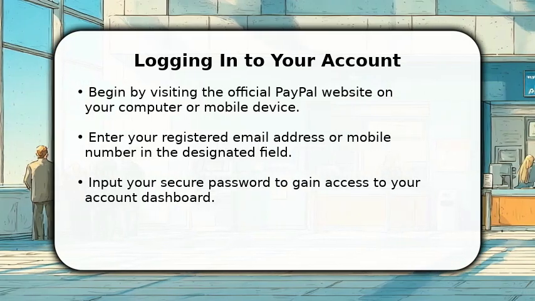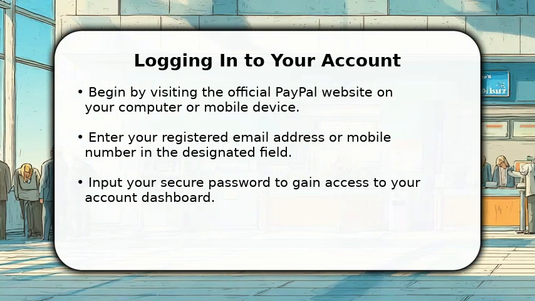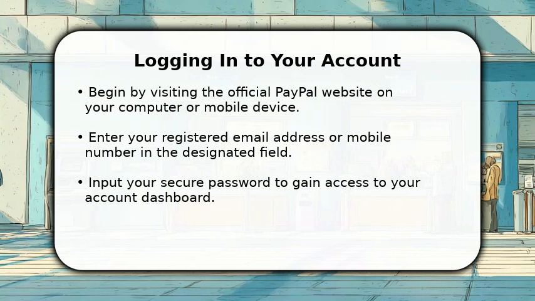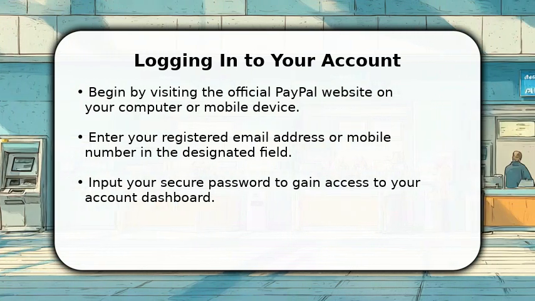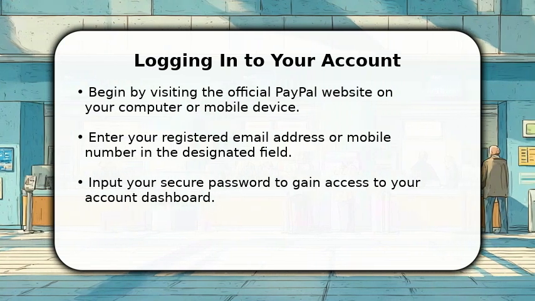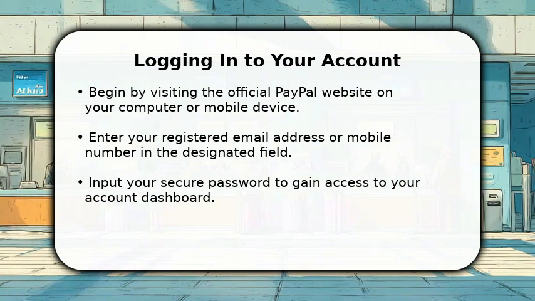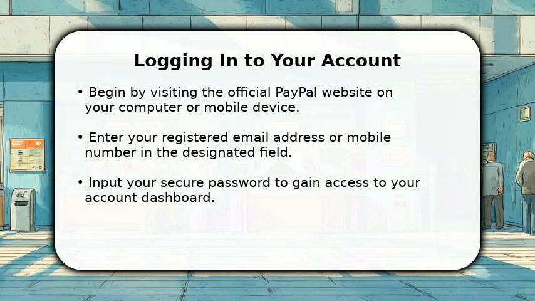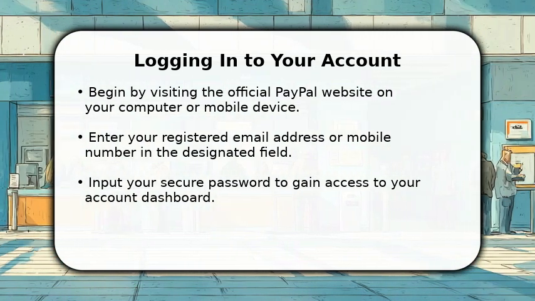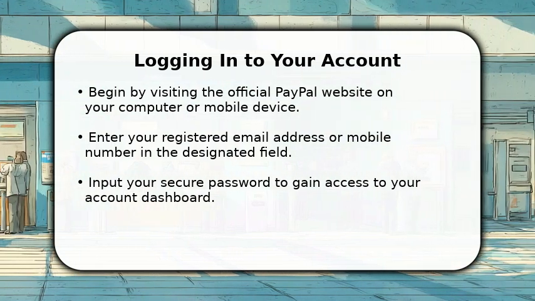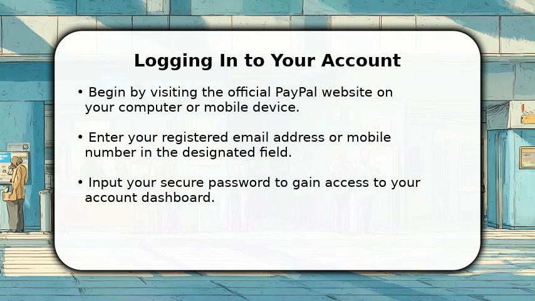In this video, I will explain how to add a PayPal account. To begin, navigate to the official PayPal website or open the mobile application on your device. You will then enter your registered email address or mobile number into the login field. Following that, input your secure password to access your account dashboard, ensuring you are always on a legitimate PayPal page for safety. This first step connects you to your personal financial hub.